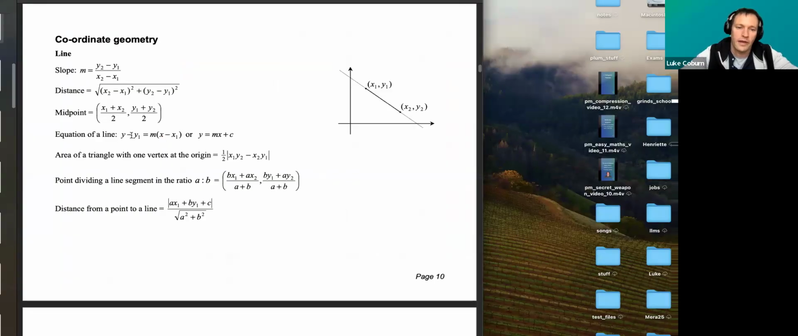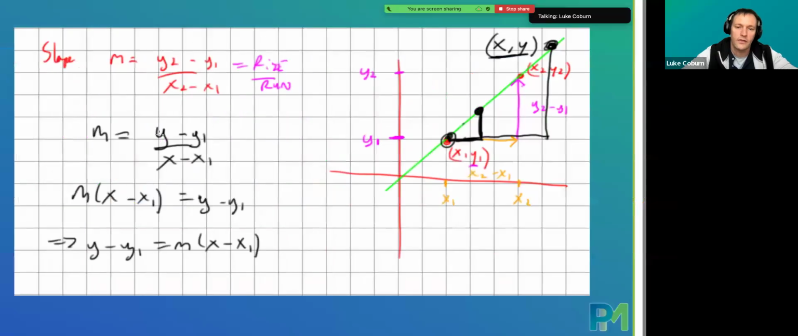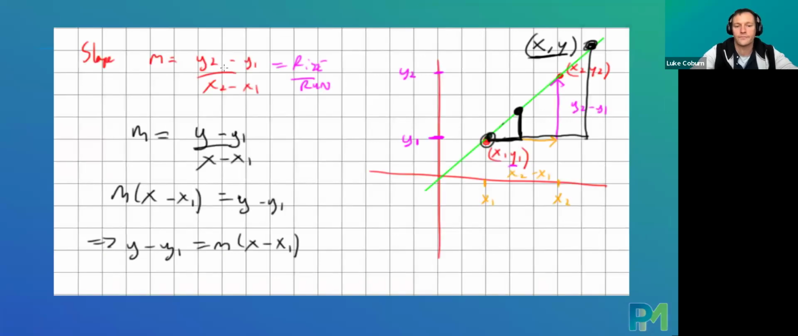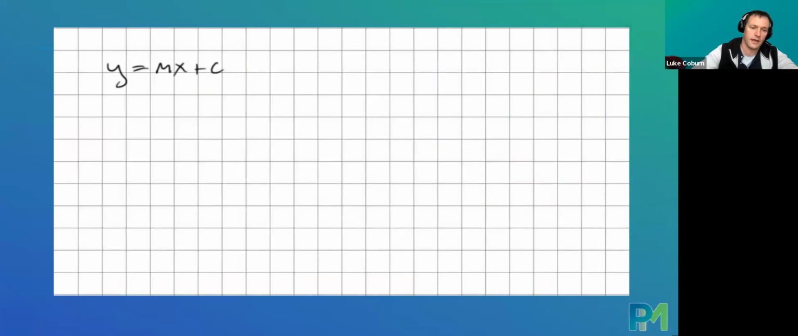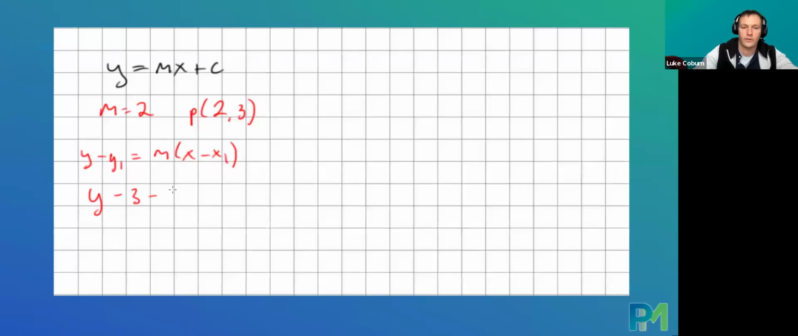Now, the equation of a line formula is given in two different forms. The first form is like this. The second form is y is equal to mx plus c. Now, how are we getting this one to begin with? Well, we could be told that a line has a slope m equal to 2, and it goes through the point, let's say, 2 and 3. And now y minus y1 is equal to m times x minus x1 is going to be y minus 3 is equal to 2 times x minus 2. And this is the equation of a line.